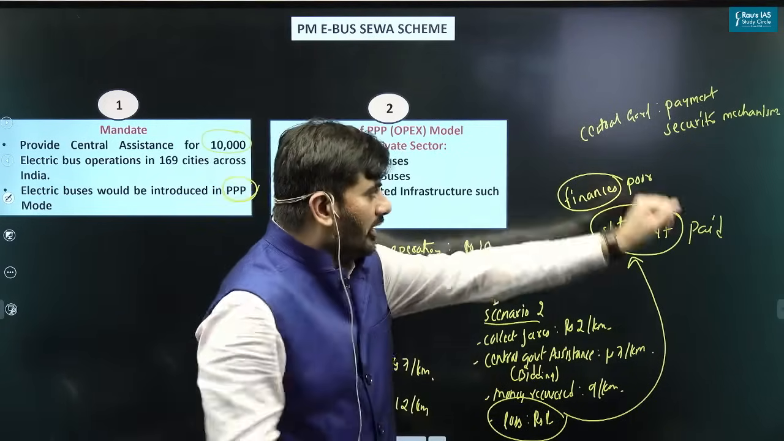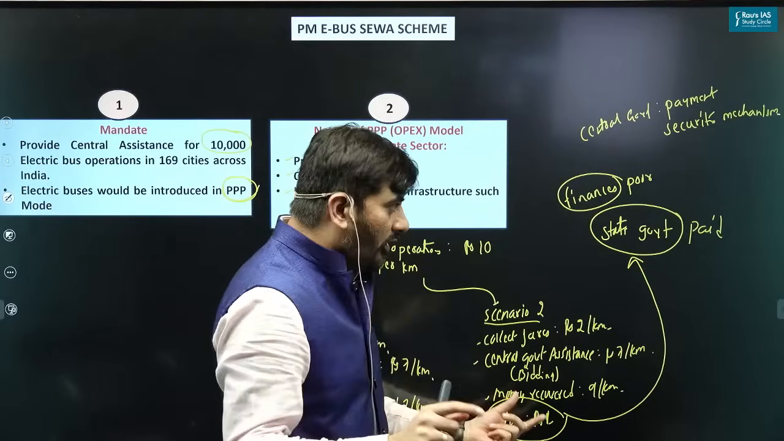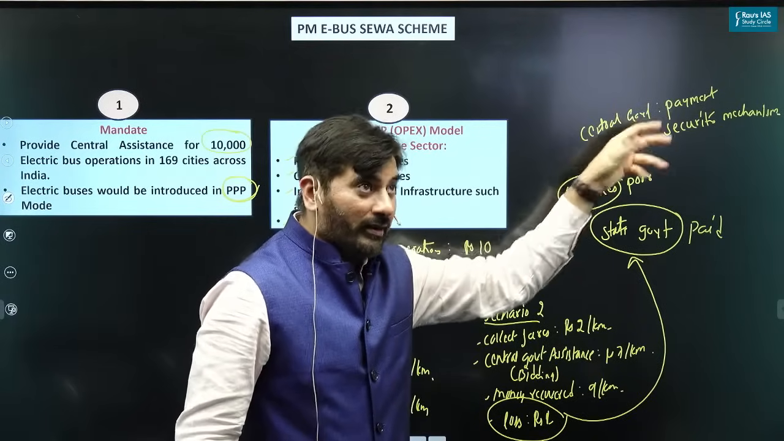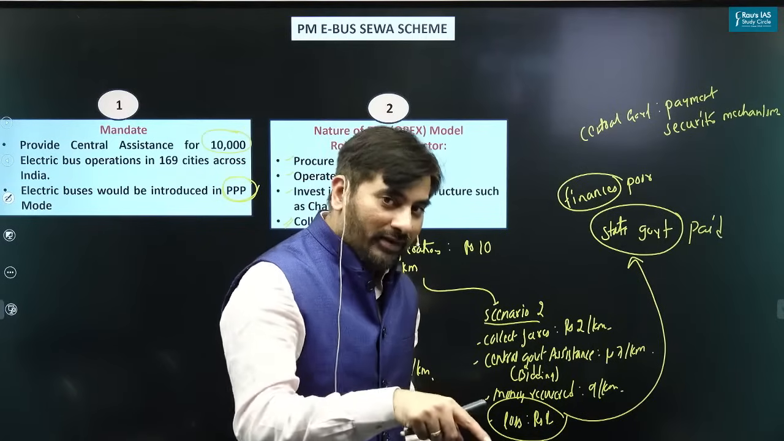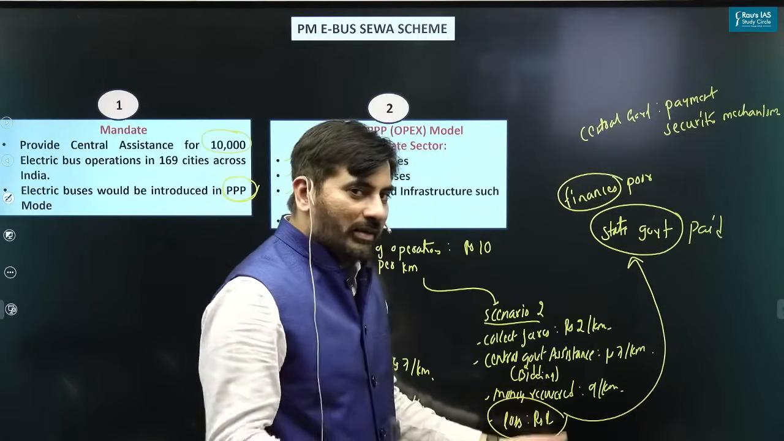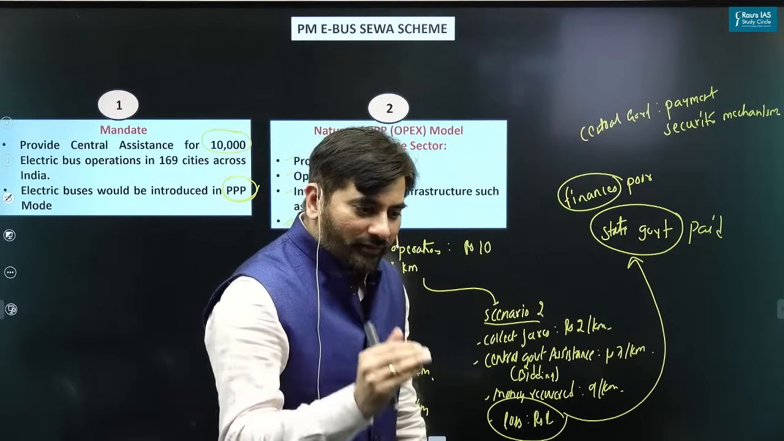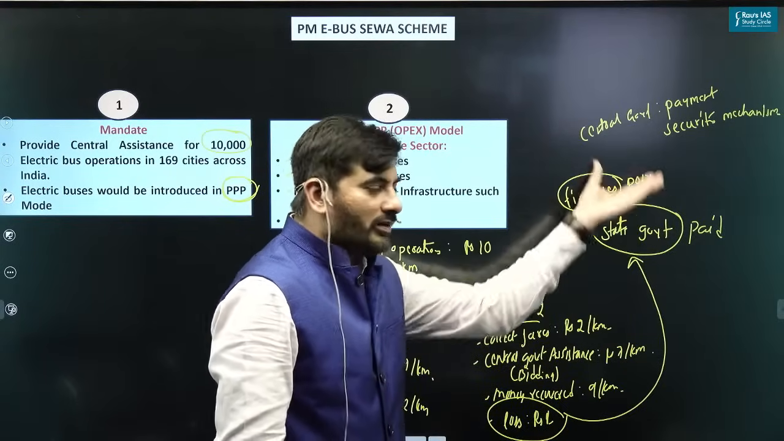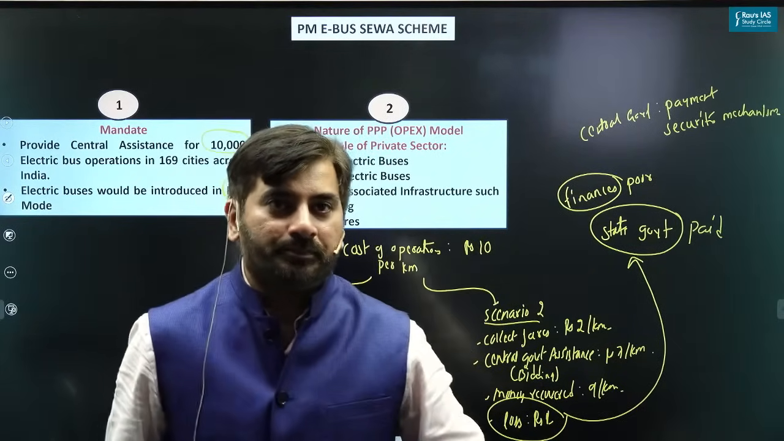So here the government is saying, if the state government does not pay you 1 rupee, this loss, I will pay you that particular 1 rupee, and that 1 rupee which central government is paying to the private sector, central government will recover that 1 rupee from the state government at a later date. It's not free money which the central is giving. As of now, central is giving 1 rupee to the electric buses, and that 1 rupee will be recovered from the state government. That is what is payment security mechanism.